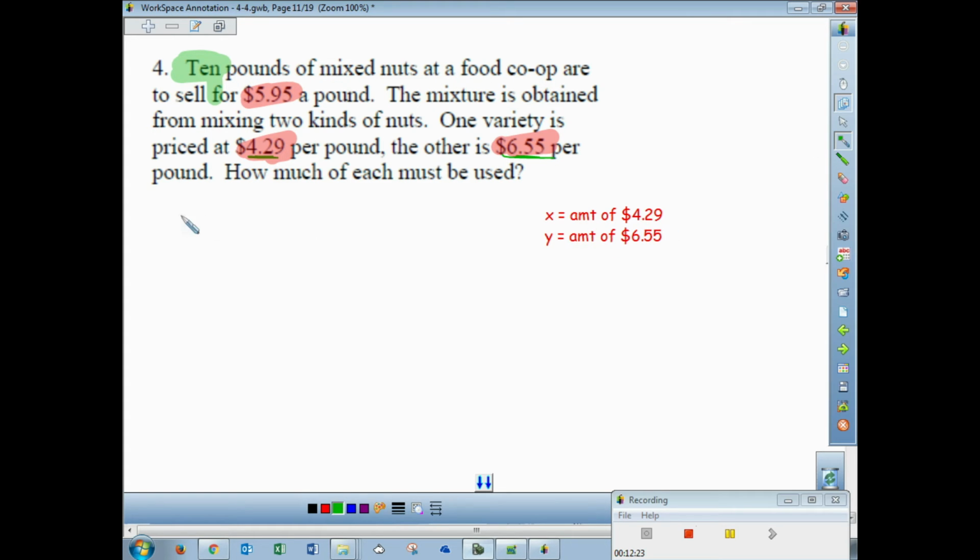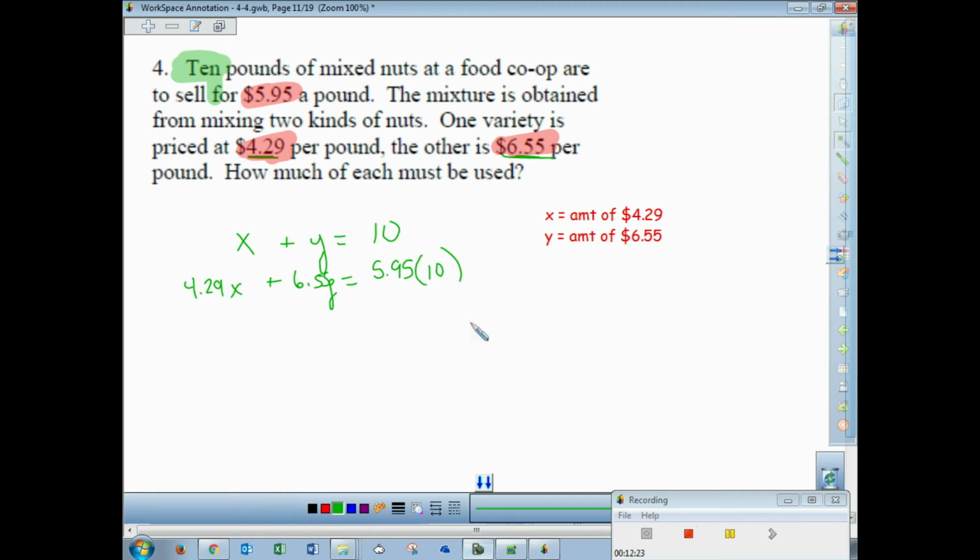So X plus Y should equal 10. It's like all the pounds of the 4.29 and all the pounds of the 6.55 should add up to be 10 pounds. And then the other equation is straight up money. So since X is dealing with the 4.29 times X plus 6.55 times Y, and that should add up to be the 5.95 per pound, and we had 10 pounds. So please pause the video, get this punched into your calculator, and let the matrix do the work for you.